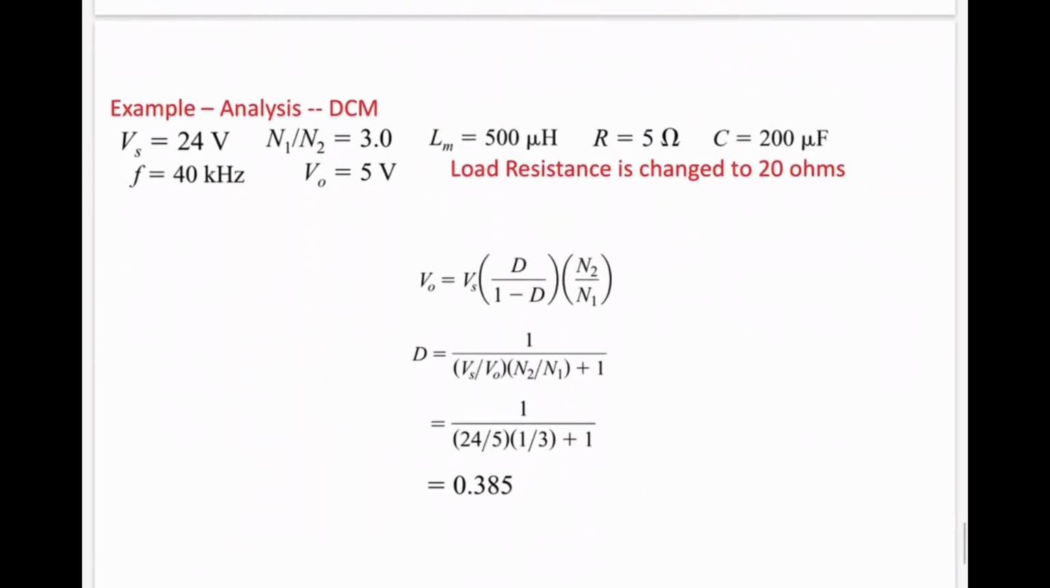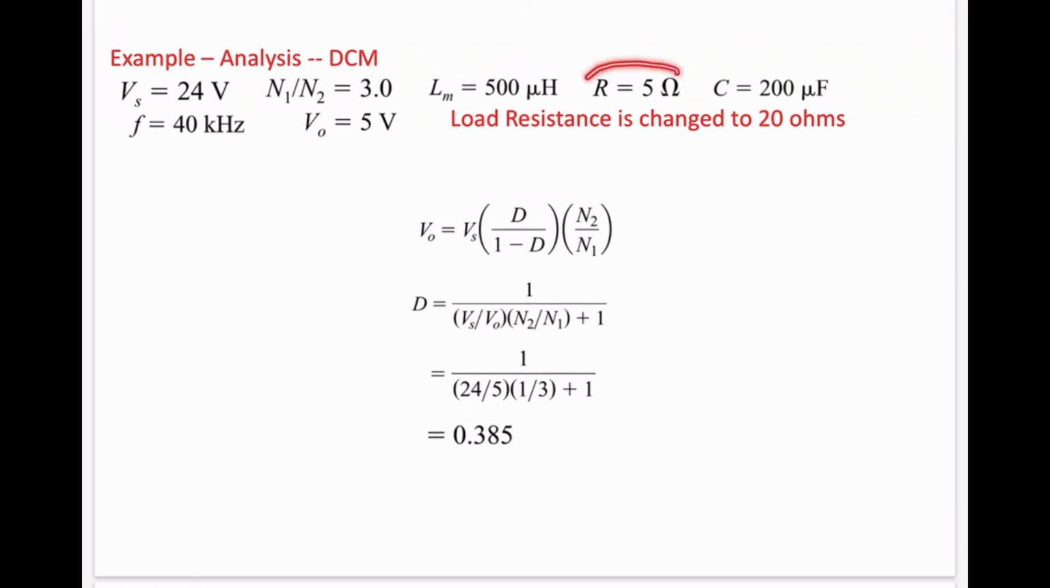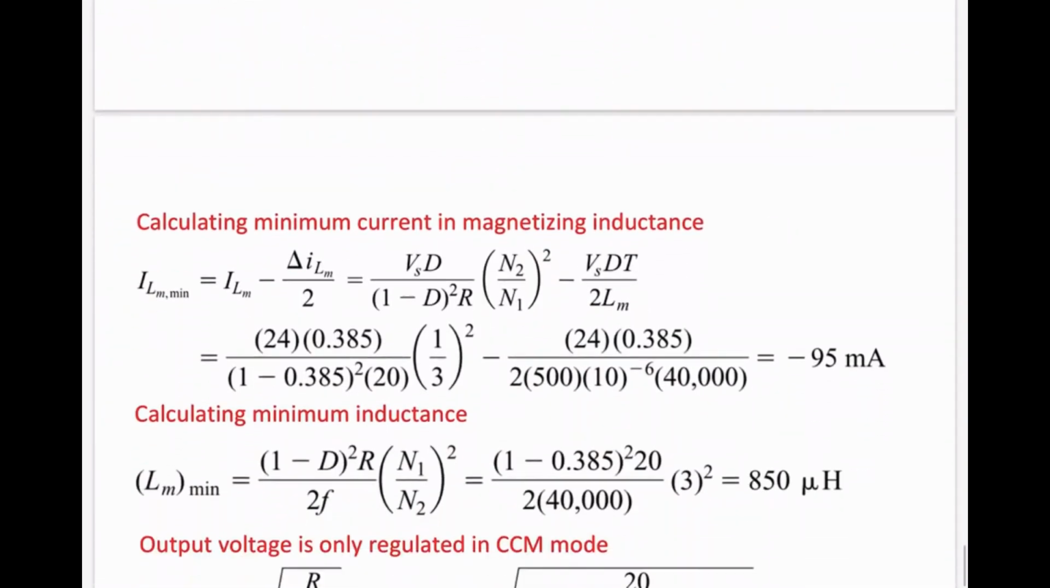Right? Now let's look at an example for the DCM. We are considering the previous example, but if we change the load resistance from 5 ohms to 20 ohms, now we observe by analysis that our converter will go into the DCM mode. This is exactly the same that we have already discussed. The duty cycle for the required voltages is equal to 0.385, considering the CCM, continuous conduction mode. The required duty cycle is 0.385.